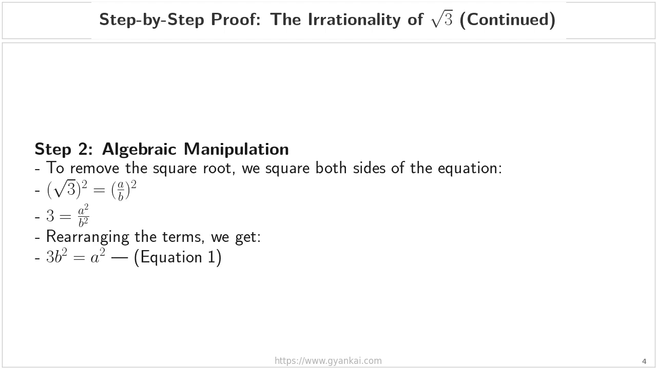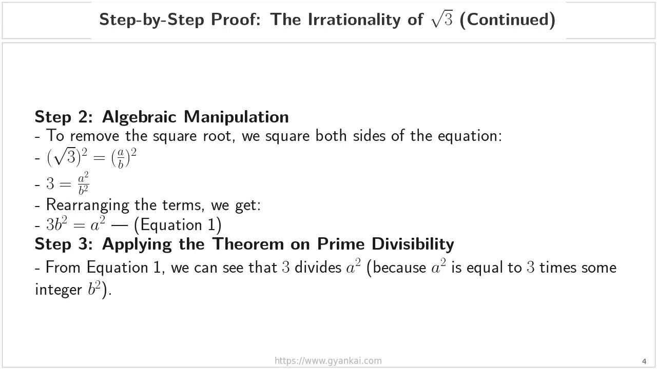Now, to make this easier to handle, let's rearrange the terms by multiplying both sides by b squared. This leaves us with 3b squared equals a squared. Let's label this as our first important equation. Moving on to step 3, we are going to apply a very powerful tool, the theorem on prime divisibility. If you look closely at our first equation, you'll notice that a squared is equal to 3 times b squared. This tells us, quite clearly, that 3 must be a divisor of a squared.